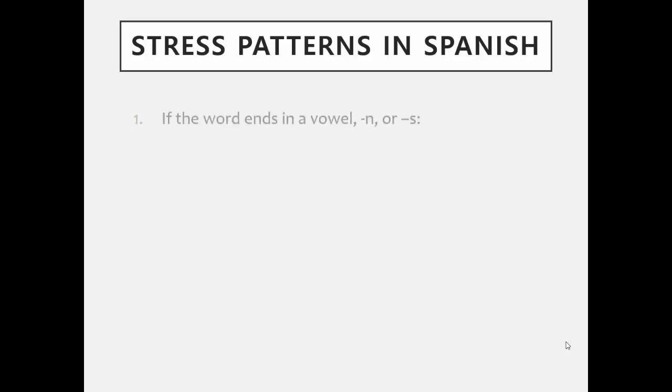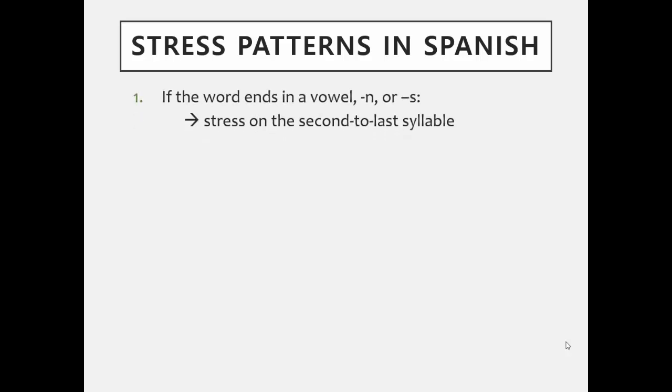The first rule: if the word ends in a vowel, N, or S, the stress is on the second to last syllable. We say these words as pueblo, bandera, hablan, tocas. This stress pattern is called llana in Spanish.